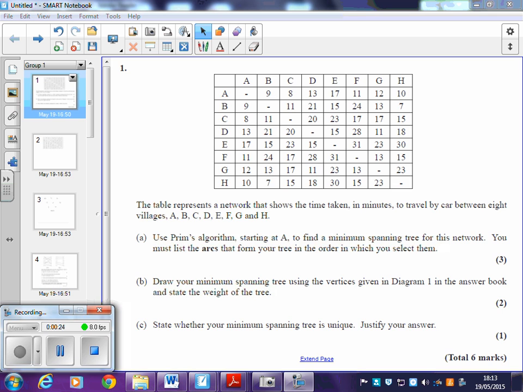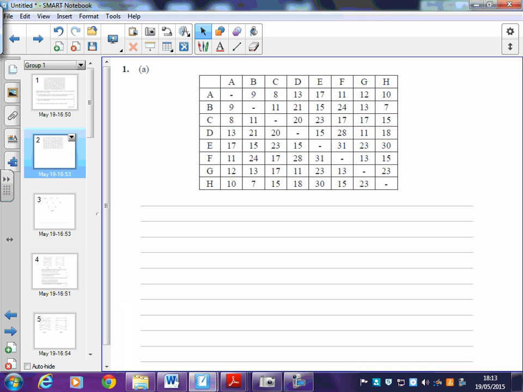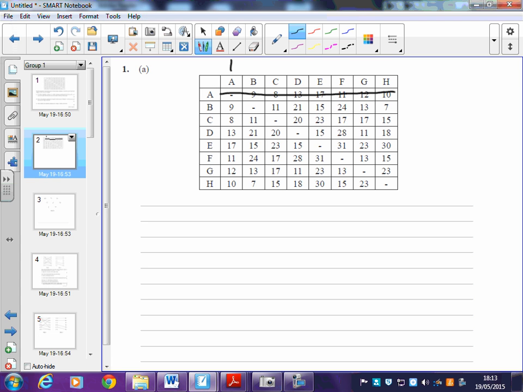Okay, so we are starting at A. So our first job is to completely delete row A. That's because we're starting at A. Once you've deleted a row, you always label the corresponding column. So I'm labeling that with the number 1 because it is the first column. We then look for the smallest number that is in any of the labelled columns. So the smallest number that I've got here is this number 8. This is the first arc that I'm adding, so I need to write it down underneath that I am adding arc AC.